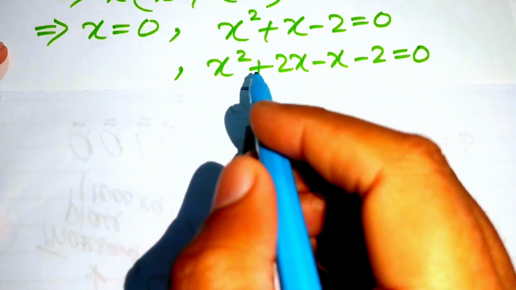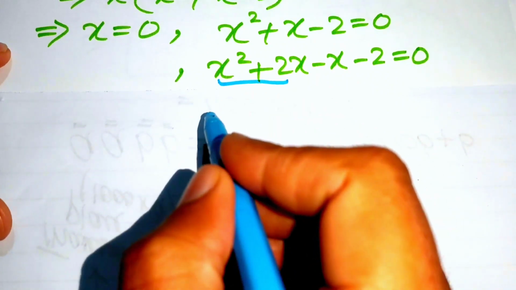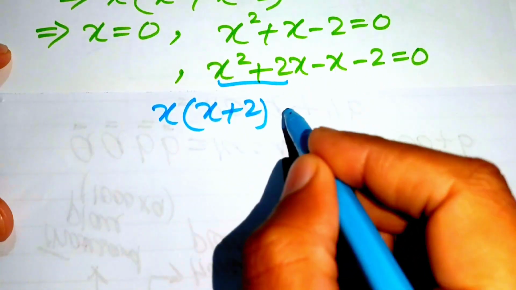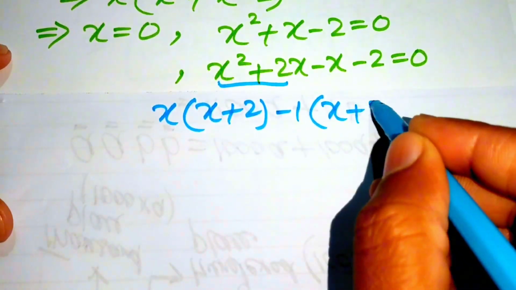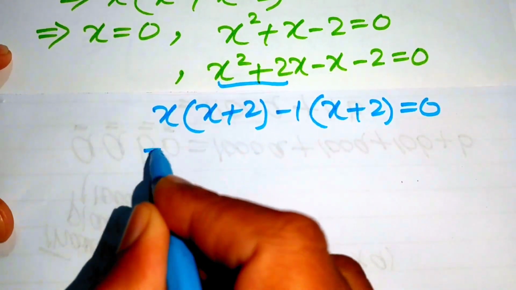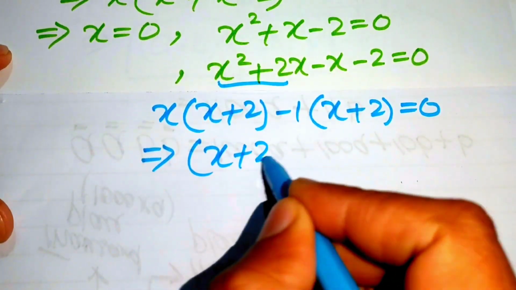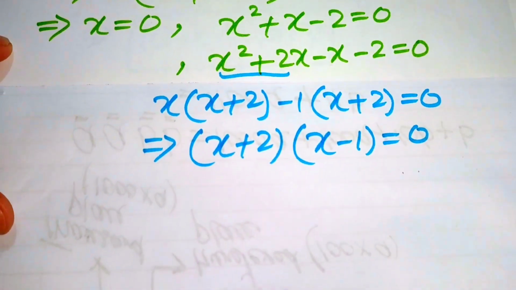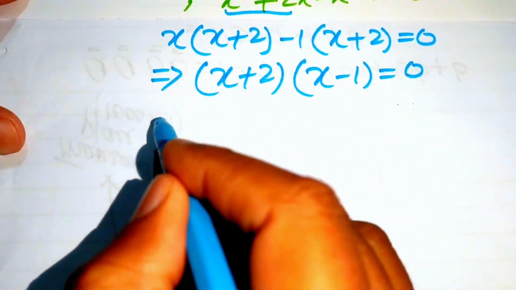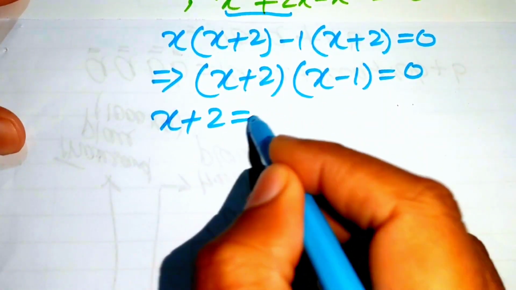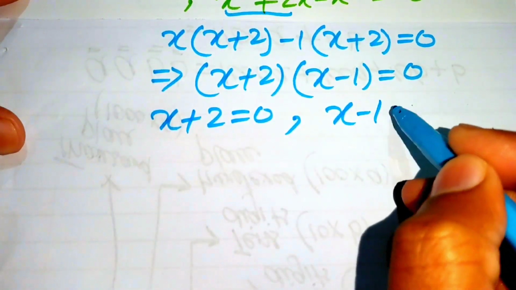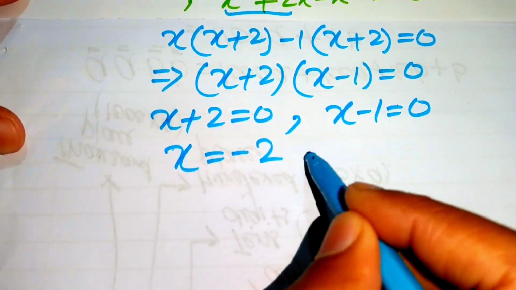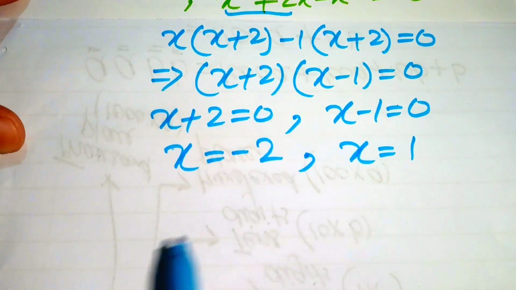And after that, here we take common x from the first two terms, and we get x times (x plus 2), and here we take common minus 1, and we get (x plus 2) equals 0. So here we take common (x plus 2) from both of these terms, and we get (x plus 2)(x minus 1) equals 0. So we have two cases here. So first we take x plus 2 equals 0, and now second case we take x minus 1 equals 0. So in this case you get the value of x equals minus 2, and in this case you get the value of x equals 1.